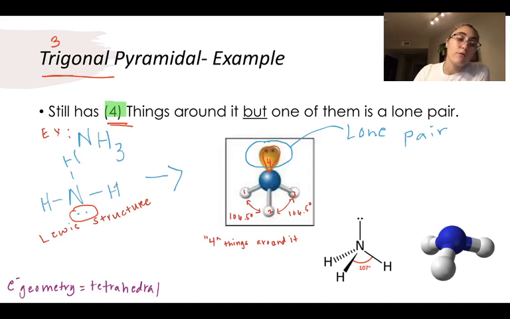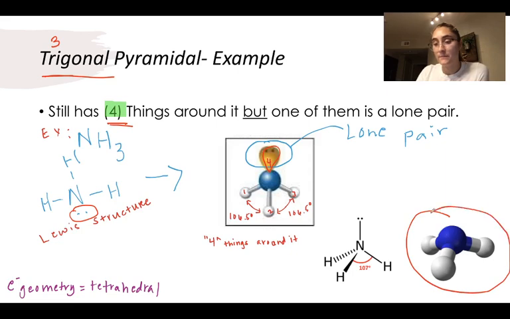So even though there are 4 things around this compound, we're actually going to end up more similarly with a shape like this. So our electron geometry and our molecular geometry are different. The electron geometry says there are 4 groups, making it tetrahedral. But the molecular geometry says there are actually only 3 groups around it, making it trigonal pyramidal. So that's something that you have to be aware of, and we'll do an example of that together.